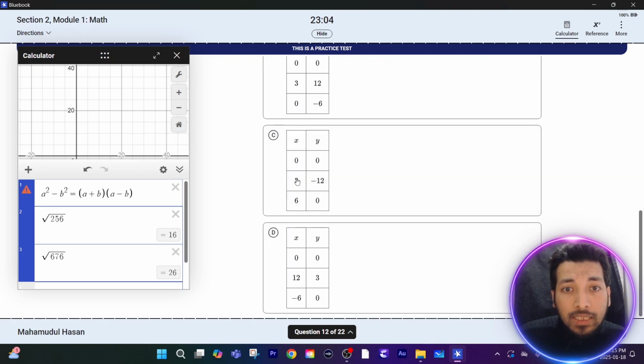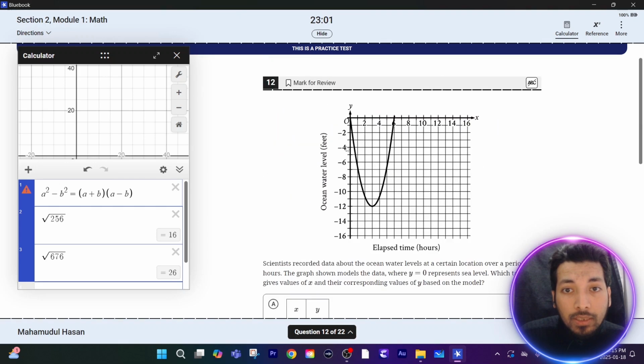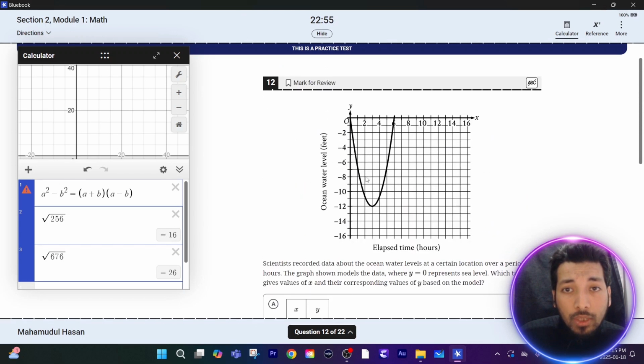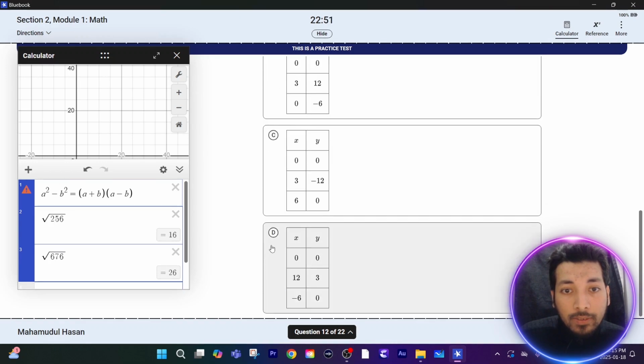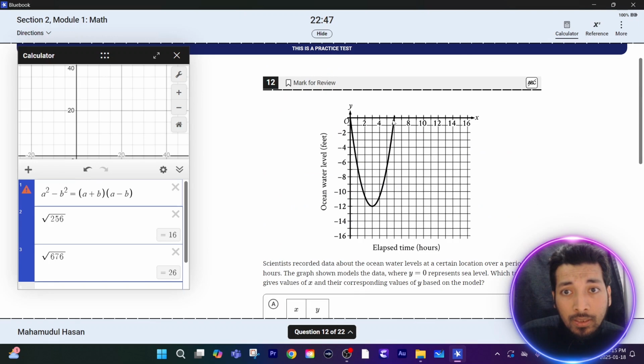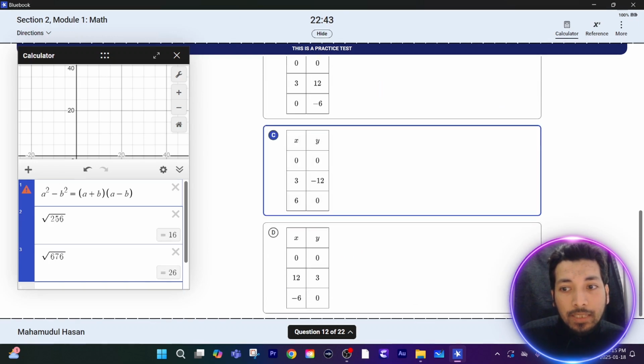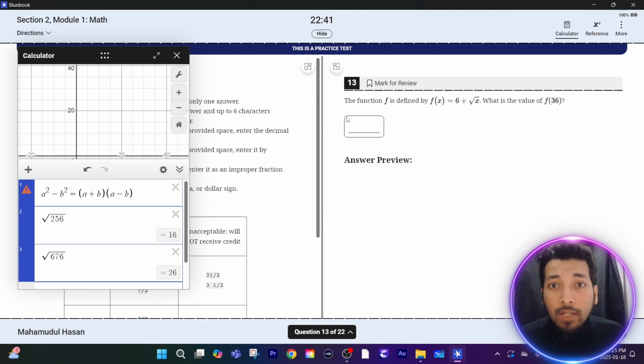Let's look at option C. So we have 0, 0. That's 0, 0 right here, the origin. And then we have 3, negative 12. So at x equals 3, we have y negative 12. That's right. And at 6, the y is also 0. So the correct option is C. Boom. Perfect. Now let's look at problem number 13.